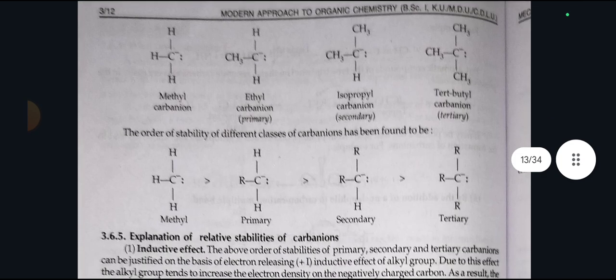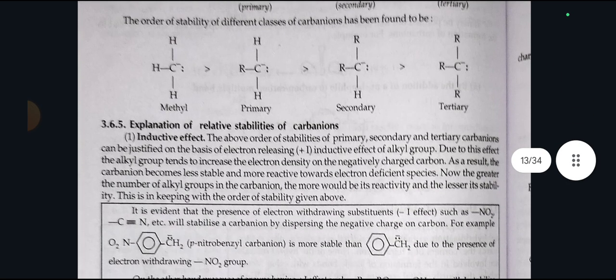Thus, we have CH3 negative, methyl carbanion; CH3CH2 negative, ethyl carbanion, primary; CH3CH negative CH3, isopropyl carbanion, secondary; CH3C negative (CH3)2, tert-butyl carbanion, tertiary. The order of stability of different classes of carbanions has been found to be CH3 negative methyl, then RCH2 negative primary, R2CH negative secondary, then R3C negative tertiary.